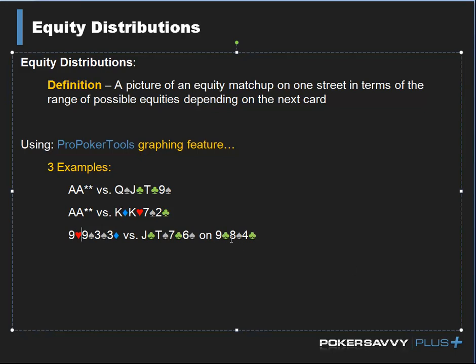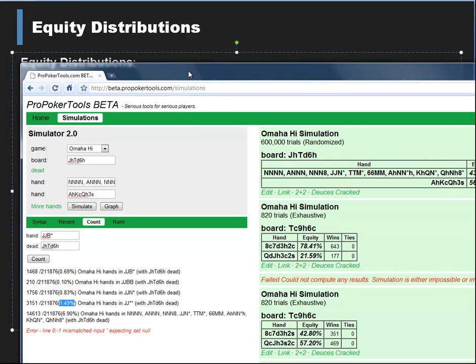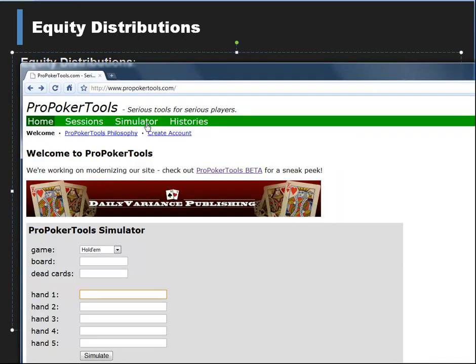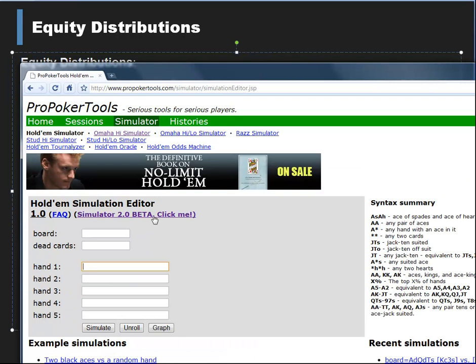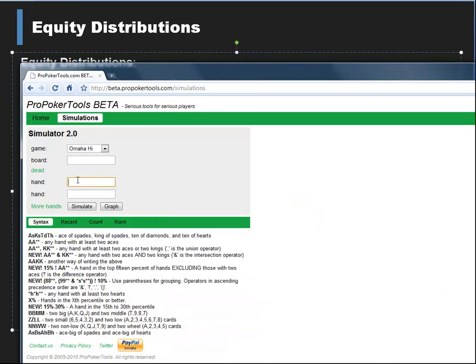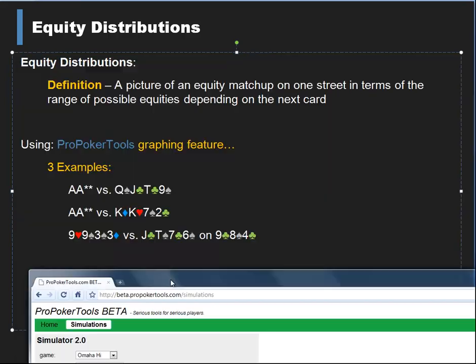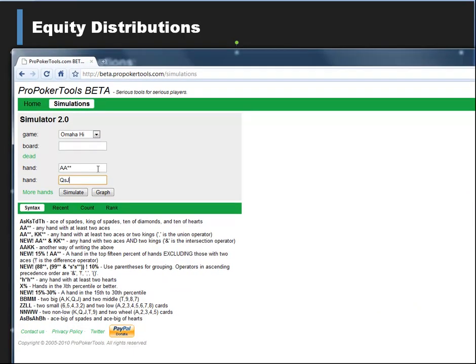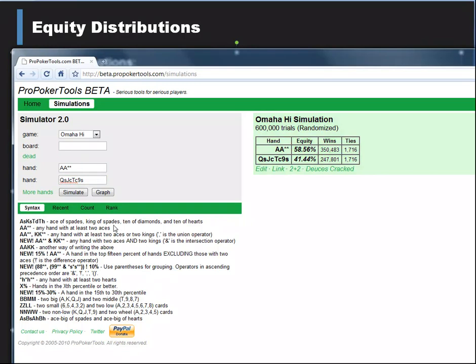I think this is the last slide of the video. Yes. All right, so I'm going to pull up Pro Poker Tools again and go to the graphing feature, the simulator. First of all, we're going to look at ace ace star star against queen of spades, jack of clubs, 10 of clubs, 9 of spades. So again, we could look at the simulate and see it's 58-41, a little bit less than I estimated. One thing that's interesting about this hand is that it suffers a little bit.